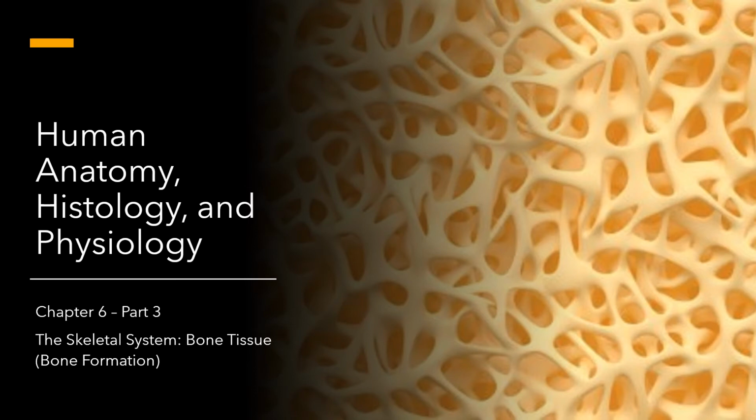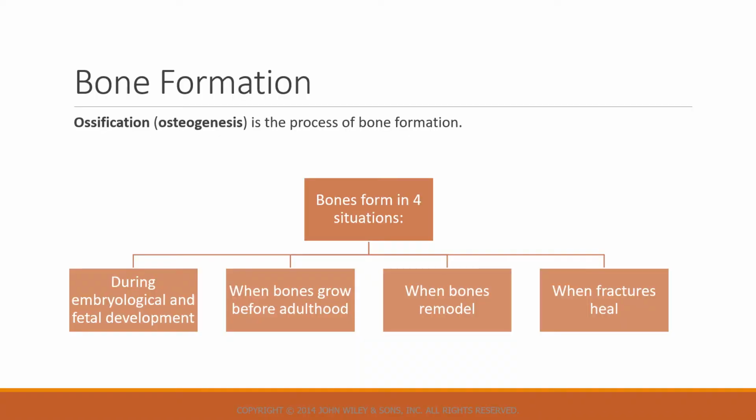In this video, we are going to be discussing bone formation. The process by which bone forms is called ossification. It's also called osteogenesis. And bone formation occurs in four principal situations.